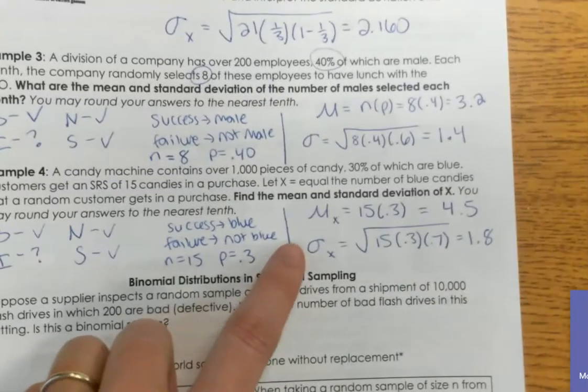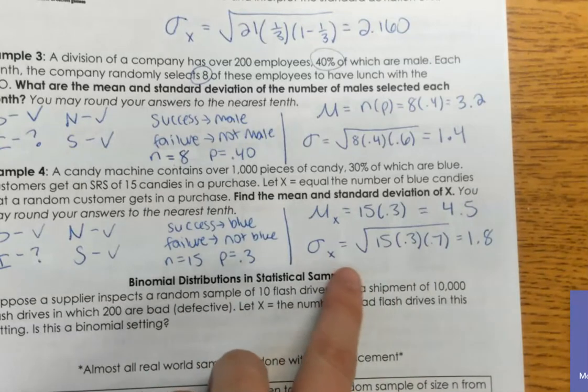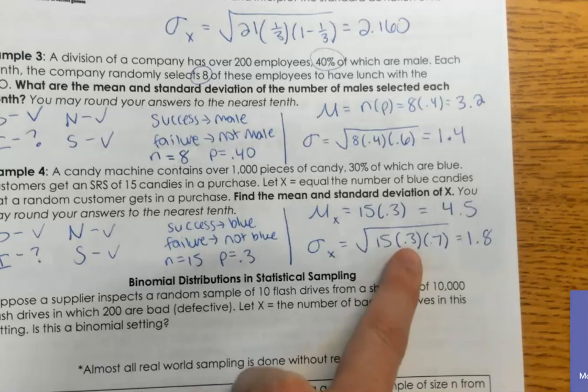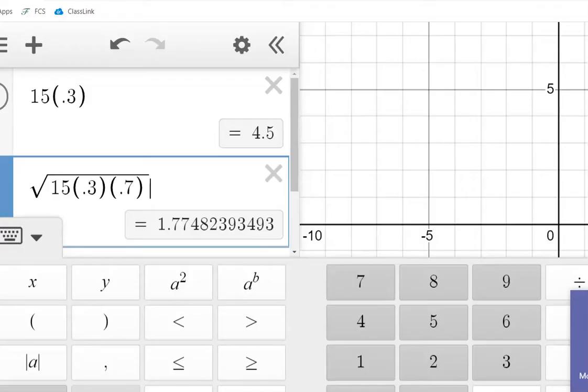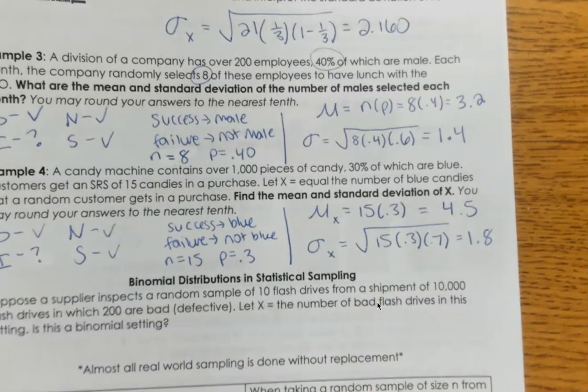to 0.3. So mean is just N times P, and I got 4.5. Standard deviation is the square root of N times P times 1 minus P, right? Or N times the probability of success times the probability of failure. So let me bring up those are my calculations. So on average, for all groups of 15, I would expect to get 4.5 blue candies. And on average, in a group of 15, the number of blue candies varies from the mean by 1.8 candies.